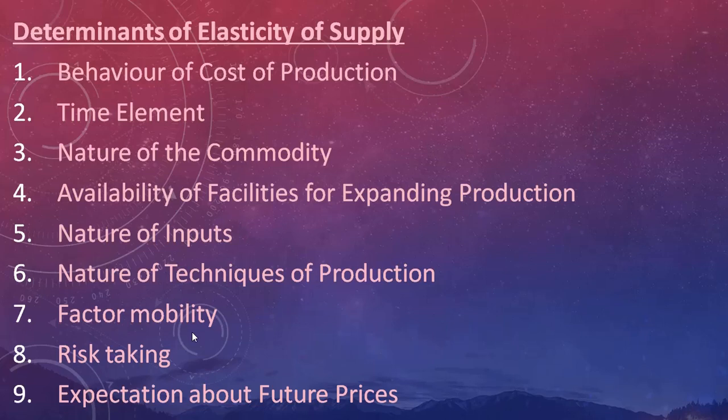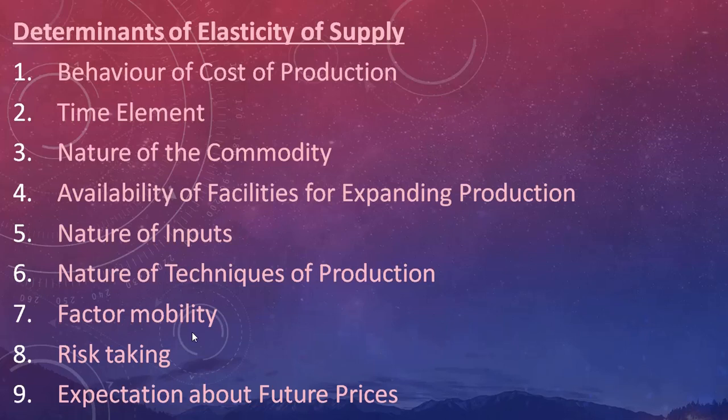Now point number four, availability of facilities for expanding production. Availability of facilities, actually, we are referring to the infrastructure. If the infrastructure is very nice, then the supply will be very high. But if the infrastructure is very poor, then supply will be limited. Let me give you an example of a village area and a metro city. In a village area where infrastructure is not so good, supply will be very, very limited. But in the metro city, supply can be very, very high, because of the good infrastructure.